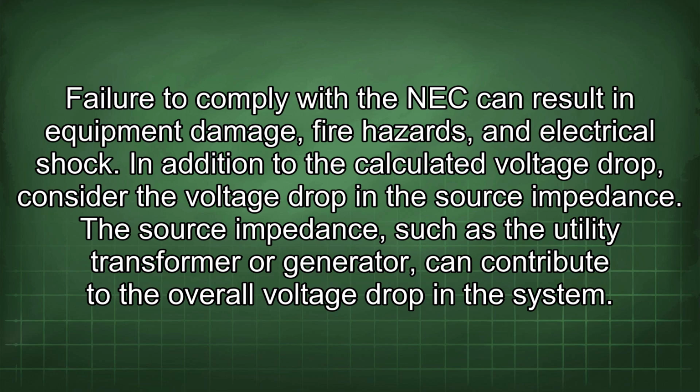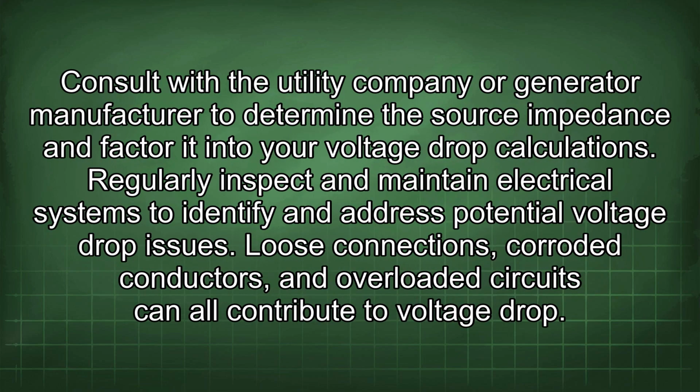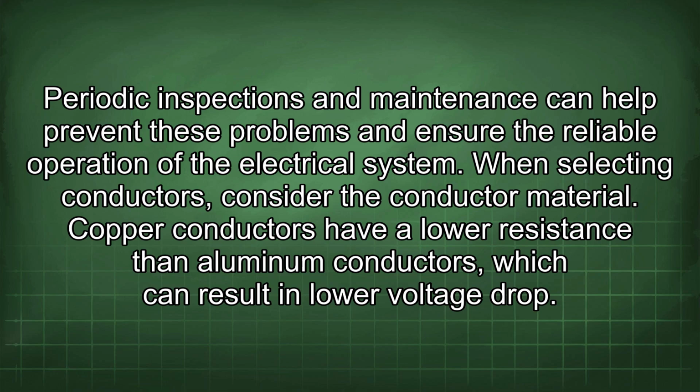In addition to the calculated voltage drop, consider the voltage drop in the source impedance. The source impedance, such as the utility transformer or generator, can contribute to the overall voltage drop in the system. Consult with the utility company or generator manufacturer to determine the source impedance and factor it into your voltage drop calculations. Regularly inspect and maintain electrical systems to identify and address potential voltage drop issues. Loose connections, corroded conductors, and overloaded circuits can all contribute to voltage drop. Periodic inspections and maintenance can help prevent these problems and ensure the reliable operation of the electrical system.